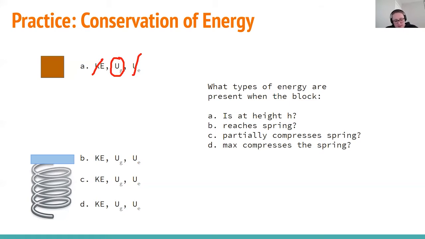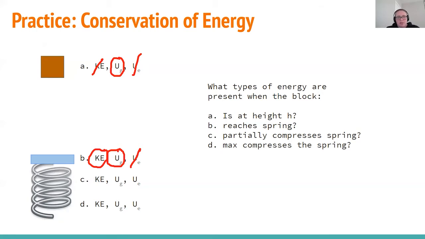At point B, at the moment it's touching the spring, it should be moving. It's been dropped down, so kinetic, definitely. Still has some height, so gravitational. But the spring isn't compressed yet. We're talking about the instant that it's touching the spring. It's not compressed, so there is no elastic potential. Okay, so far so good.